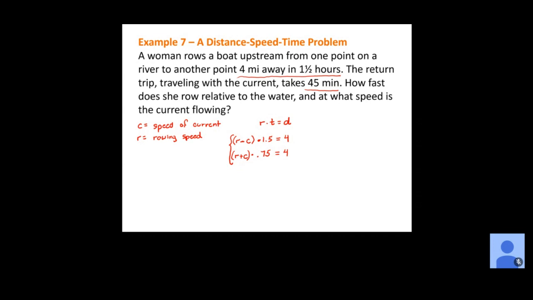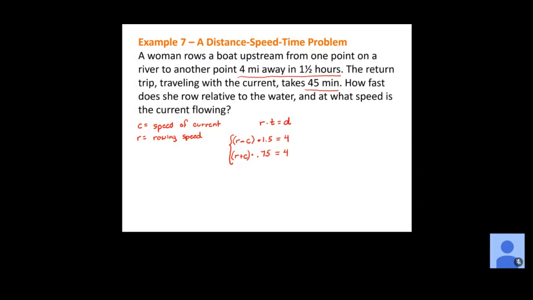All right. So let's take a look at example 7 then. Yesterday, we started looking at this problem, right? And I said the first thing we always want to do is define our variables. So figure out what the question is asking for, figure out what variables we can use. In this case, we're looking for the speed of the current, and the speed of the woman rowing. So we let C be the current speed, and R be the rowing speed. And we started setting up these equations, okay? Again, we use the rate times time equals distance formula here. Our rate, when we're going upstream and the current is hurting us, we had to do R minus C because it's going to slow her down.